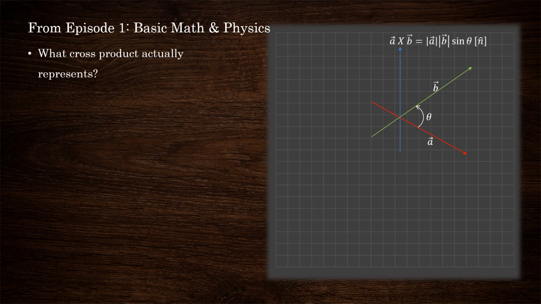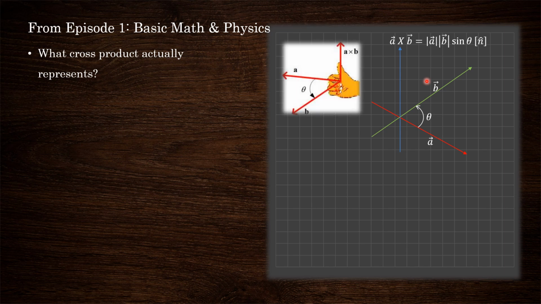A crossed with B is defined as the modulus or magnitude of A multiplied by the modulus of B multiplied by the sine of the angle from one to another, multiplied by the normal unit vector to those two. How that direction is given is by the right-hand thumb rule.